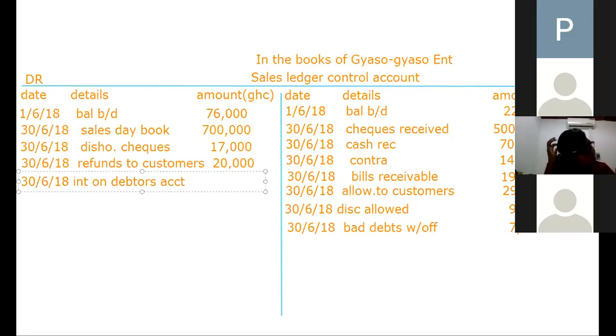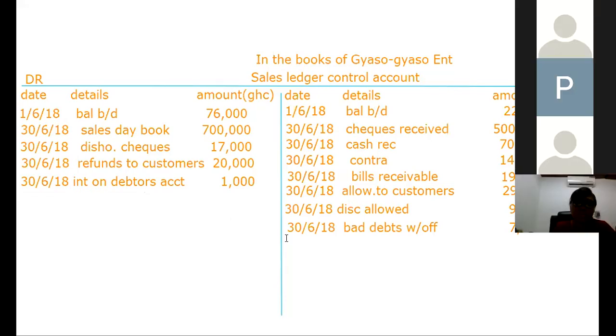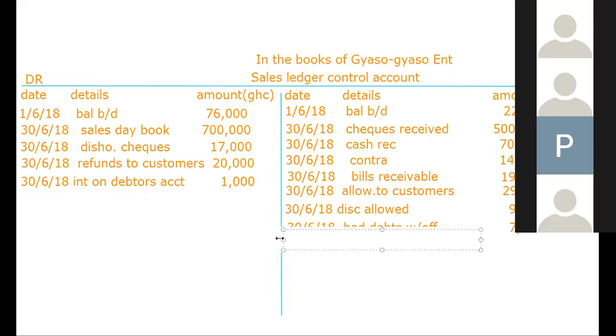Sales returns. So which side would that be? Credit side, sales ledger control account, because it says sales returns. How much is it? 9,000.